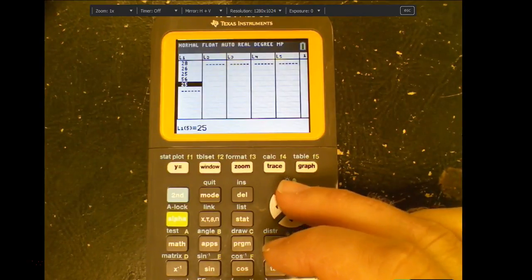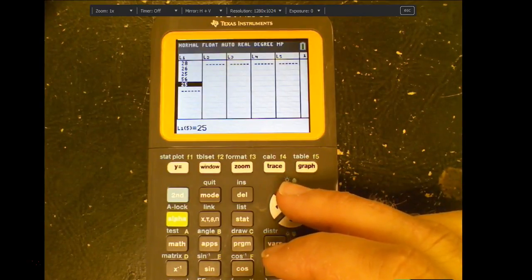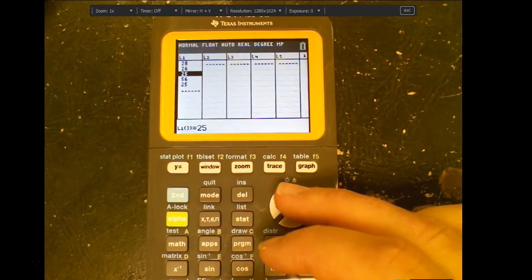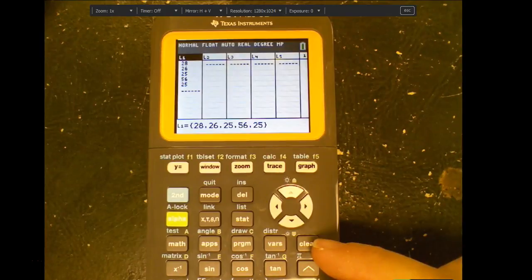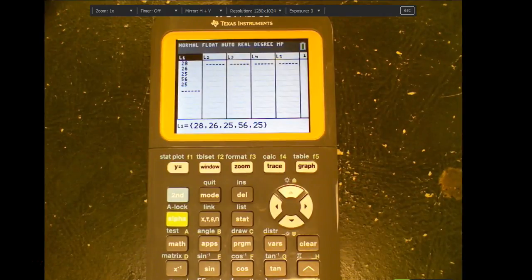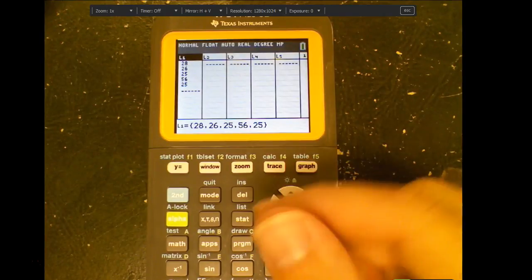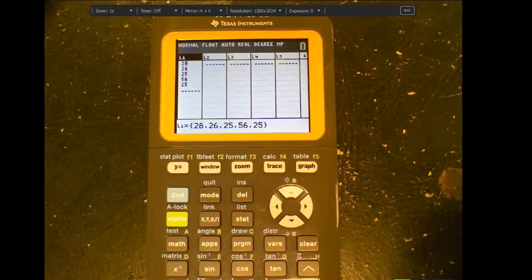Quick FYI, if you're ever going to clear out an old list of data, all you have to do is go up to the very top, highlight the list, hit clear, and then hit enter, and that will clear the list. What you don't want to do is hit delete, because it will delete that entire column from your calculator, and you have to reset your whole calculator in order to get it back, which you can do, but it's a little bit of a hassle.